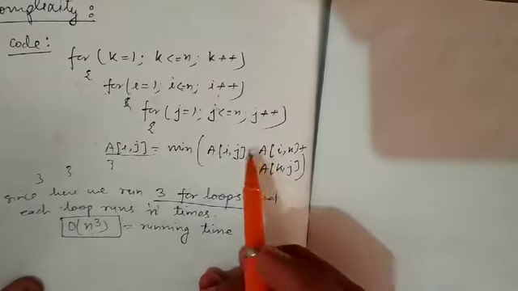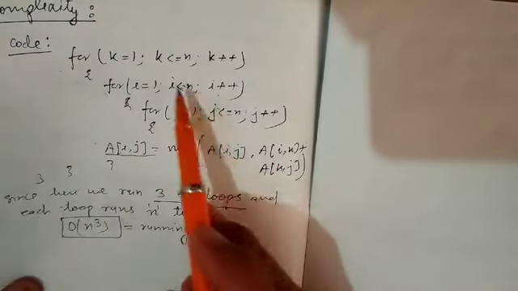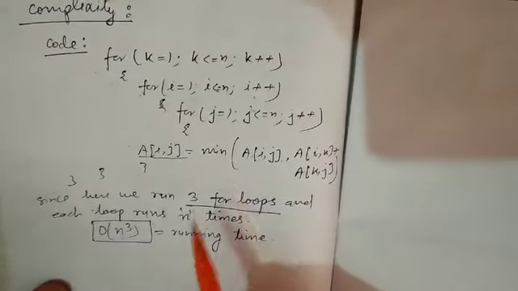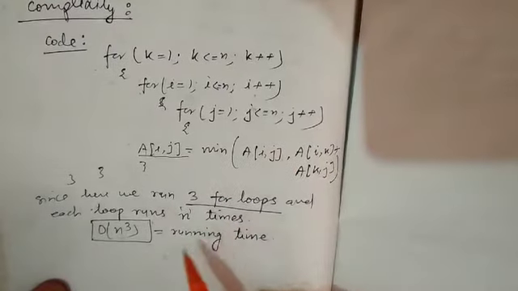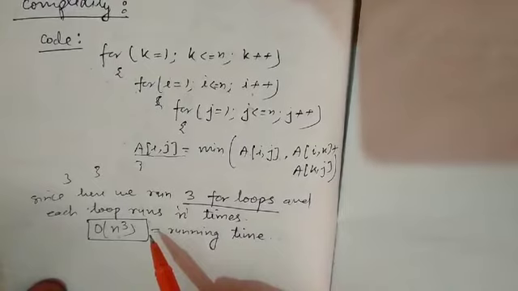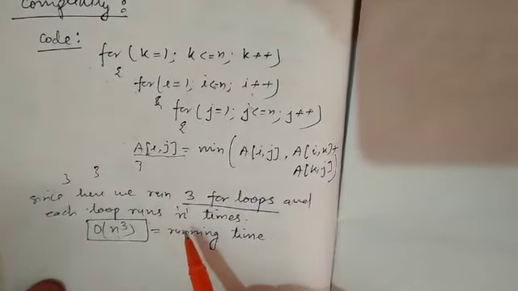Since we are running 3 nested loops, and each loop runs n times, the complexity will be n into n square, that is n cube. That is why the complexity of the Floyd Warshall algorithm is big O of n cube.